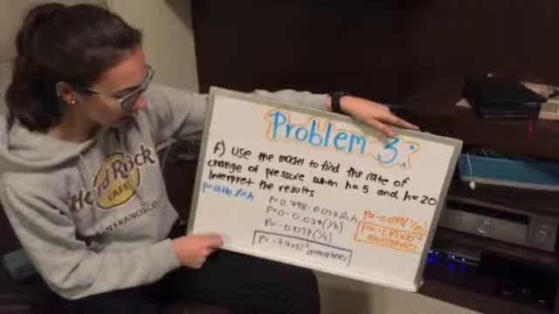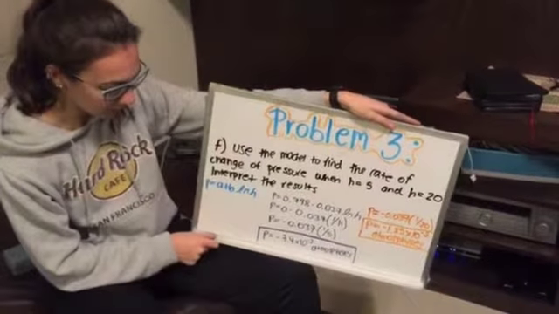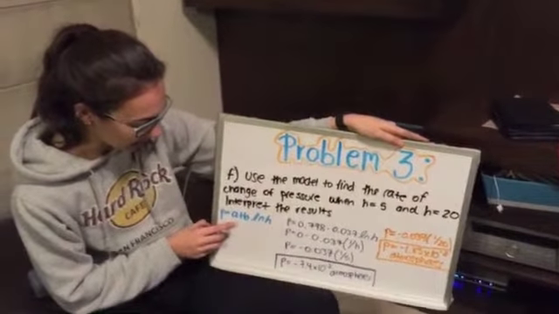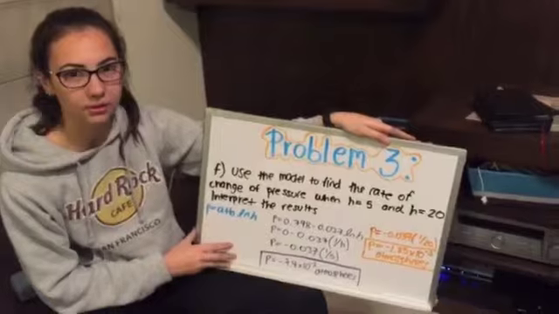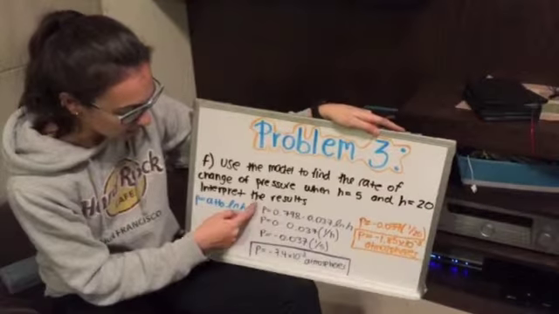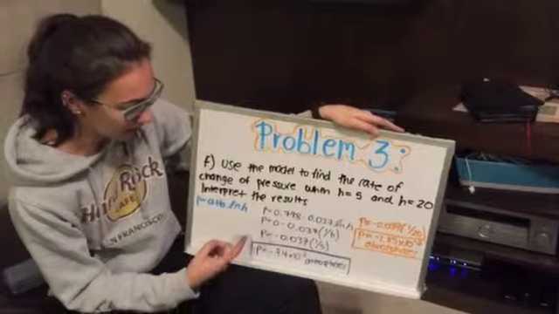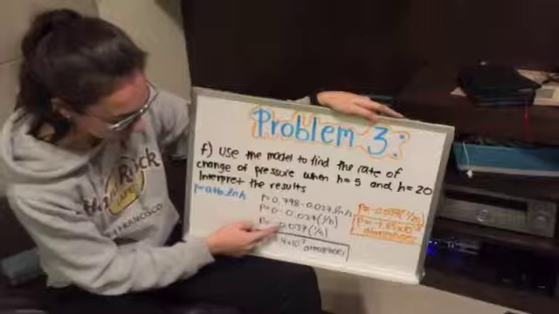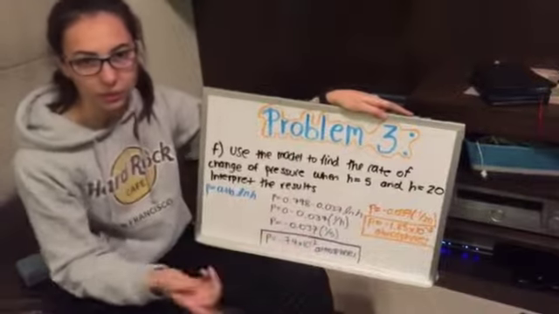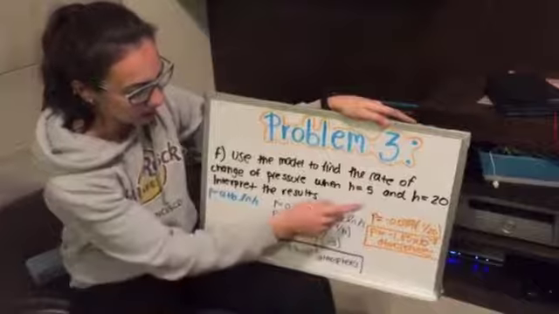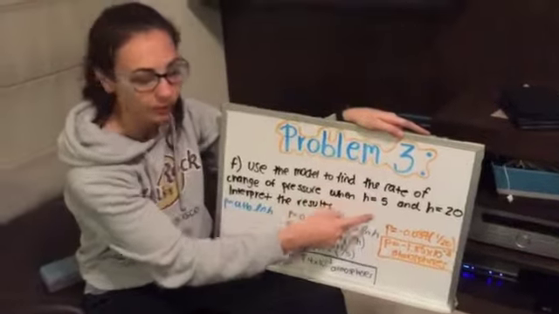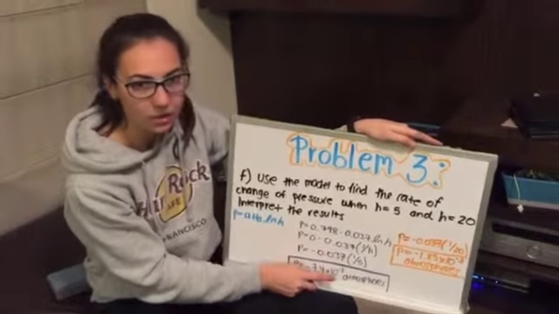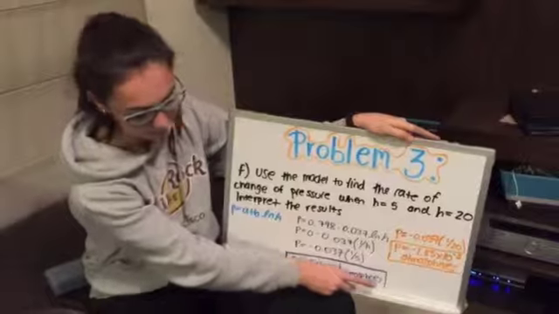Letter F. Use the model to find the rate of change of pressure when height equals 5 and height equals 20. Then interpret the results. First of all, we took the given formula, pressure equals A plus B natural logarithm of height. We derived it and got the derivative equal to negative 0.037 over H. Then we plugged in the first height, height equals 5, and we got the rate of change equal to negative 7.4 times 10 to the negative third power atmospheres.